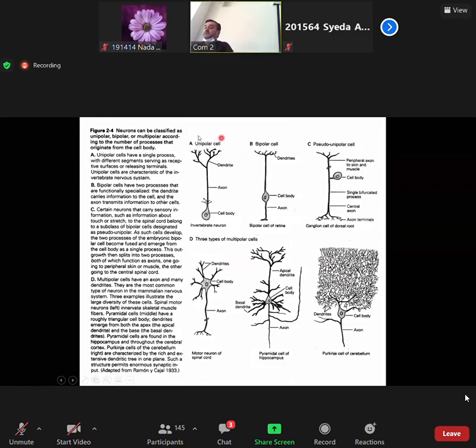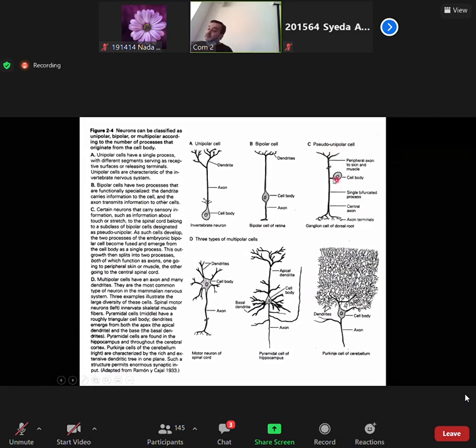Now, the classical unipolar with only one neurite coming out usually does not exist in vertebrates. It's mainly you would find this classical unipolar type of neuron in invertebrates. The type of unipolar neuron which you would find in humans and in mammals is this type of unipolar neuron, which is a pseudo unipolar neuron.